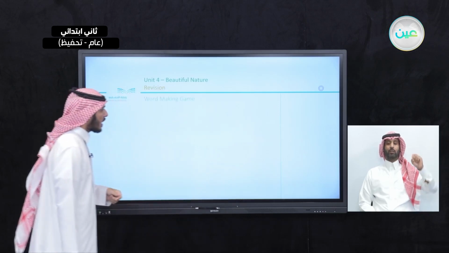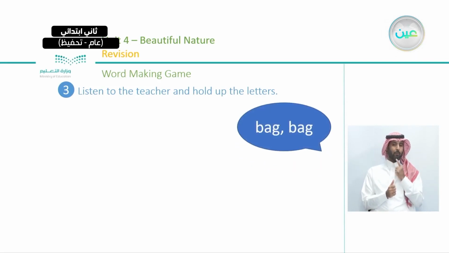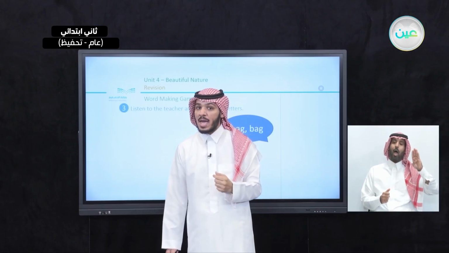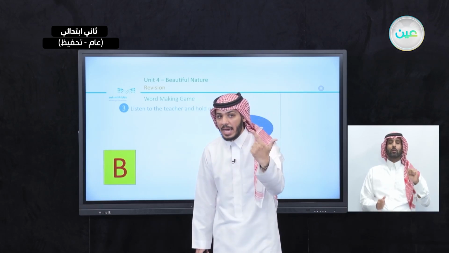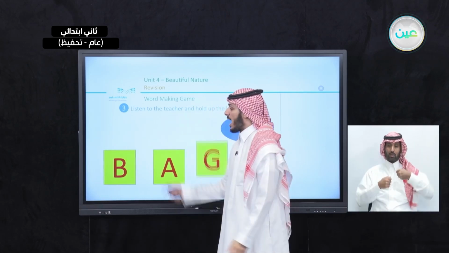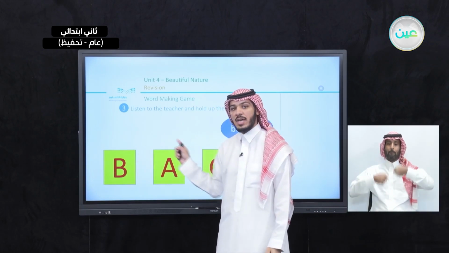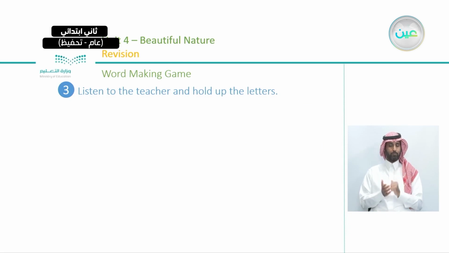Okay. Now, word making game. Number 3, listen to the teacher and hold up the letters. Okay, so I will say bag, and you will tell me letter by letter. What are the letters for bag? It's what? B, excellent. A, and we have G, excellent. So we have B, A, G, that's what? Bag. Okay, what about cat?